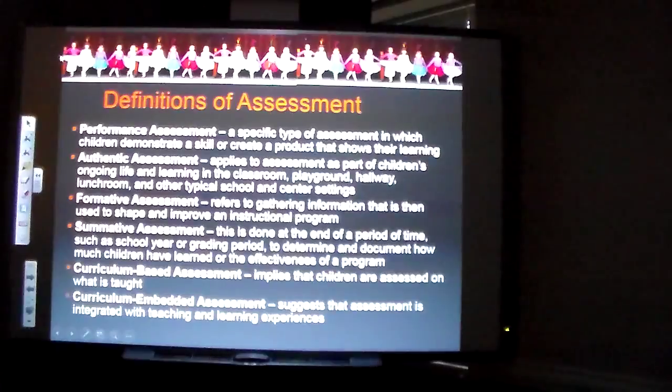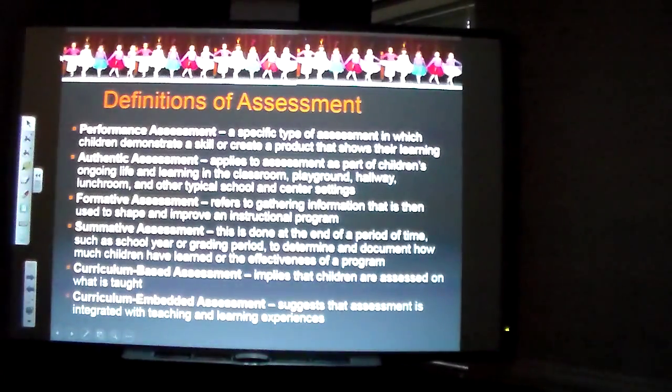So what are our different types of assessment? We'll talk about each one of them. Performance assessment is children demonstrate their skills. Authentic assessment is basically their life and learning, their interaction with everybody, how they're supposed to behave. That's just watching them, commenting on what they do. Formative assessment is gathering information and then using it to shape and improve a program. Summative assessment is done at the end of the school year, and it helps document how much children have learned, or if a program's been effective.